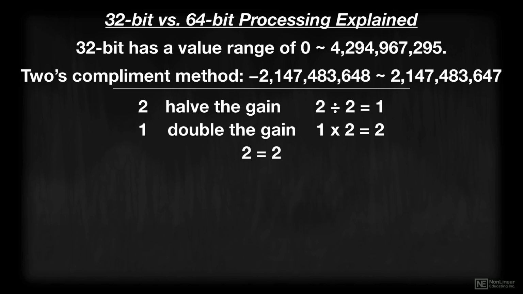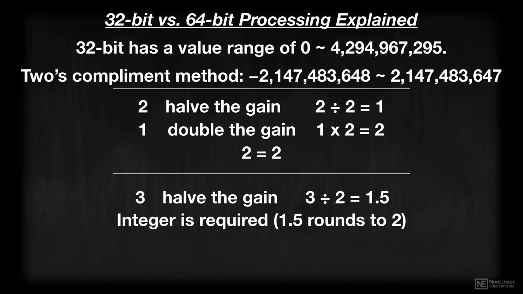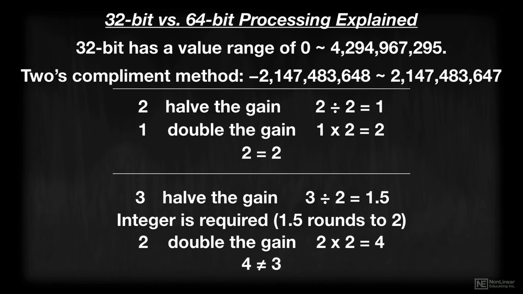But then things get a little bit fuzzy. Let's take another simple number like 3, and let's halve the gain. In other words, we're going to take 3 and divide it by 2, and we end up with 1.5. But an integer is required here, and so the digital audio processor rounds 1.5 to 2. But then when we take that value and we double its gain, in other words, we're going to take 2 and multiply it by 2, we get the value of 4. Now, 4 does not equal 3. So in the case of number 3, we don't end up with the same number as we put in, even though we're using the exact same calculations.